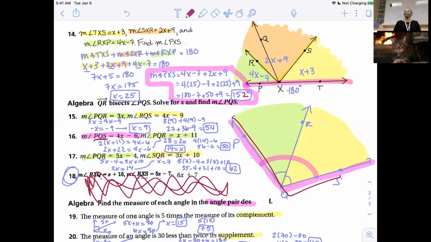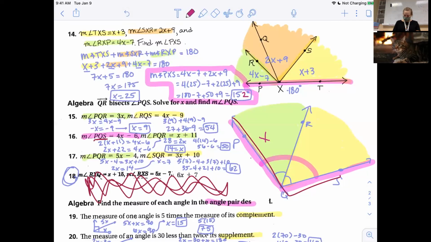So 15 and 17, I could set those equal to each other because the green and the yellow angle are congruent. They're the same. They're equal to each other. So I just set the 2 expressions in 15 and 17 equal to each other. However, 16 is not equal to each other, so I have to approach that one differently. PQS is the whole angle, and then I gave you one of the parts. I gave you that PQR, the green angle, was x plus 11.